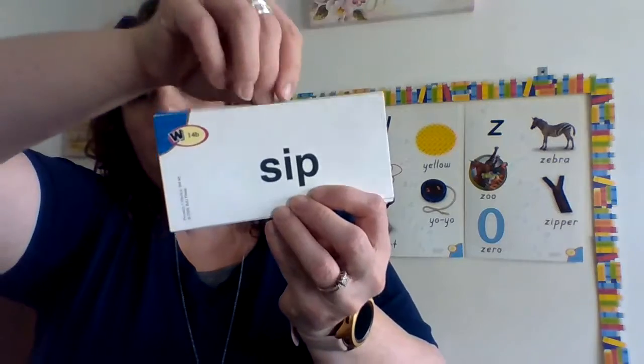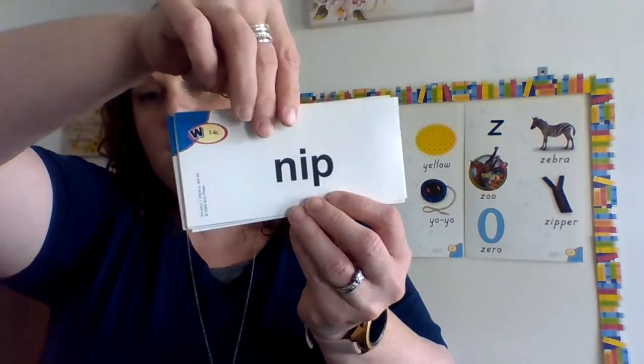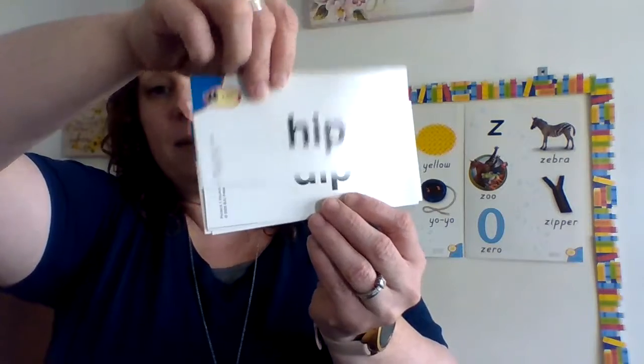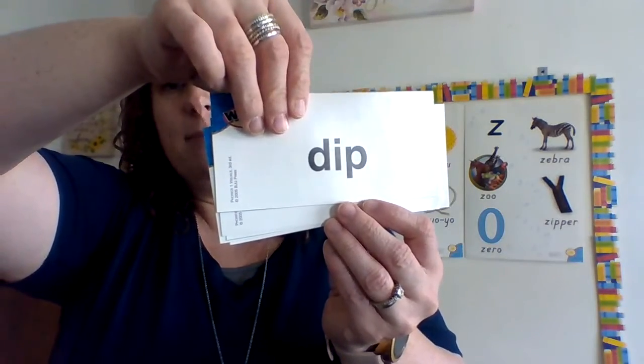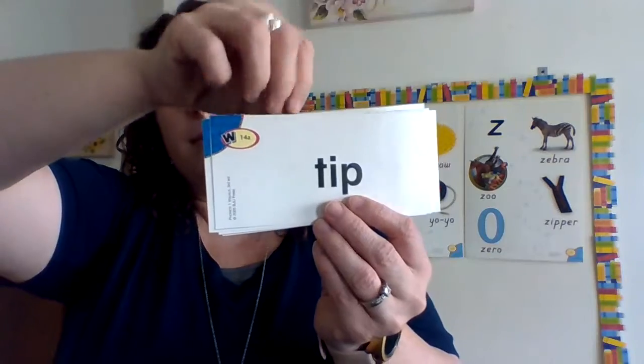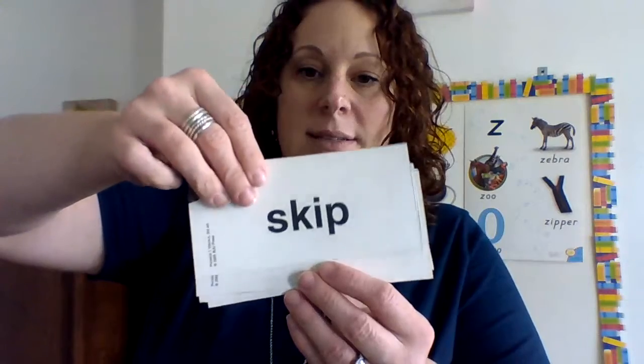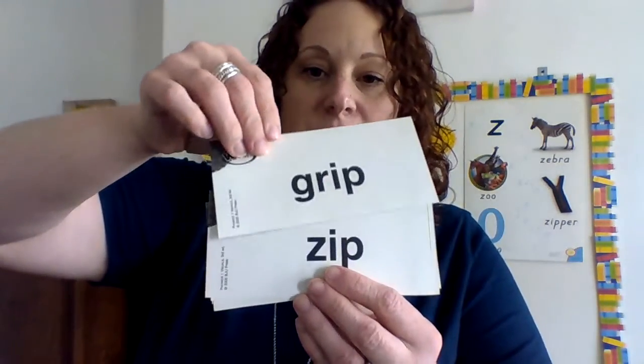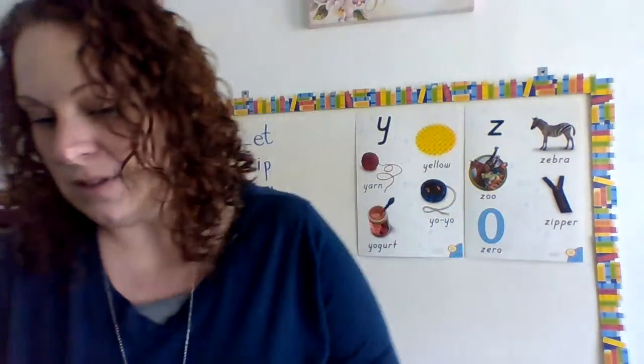Okay, now our ip family. So we have the words tip, sip, nip, hip, dip, lip, and we're back to tip, and on the back we have chip, ship, slip, skip, and grip. Oh, and zip. Grip and zip. And we're back to chip. All right. It was a good many words, so I wasn't sure where I was with that one.